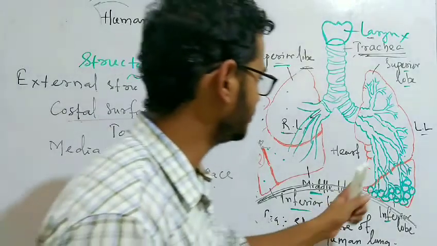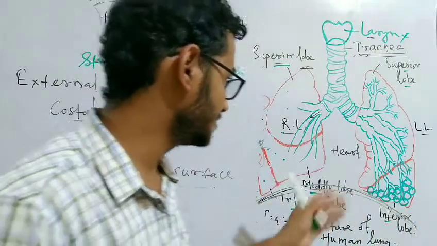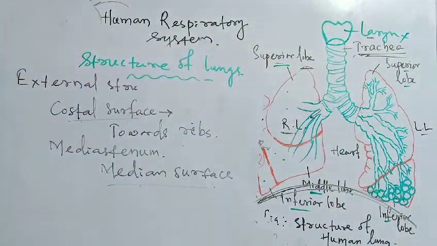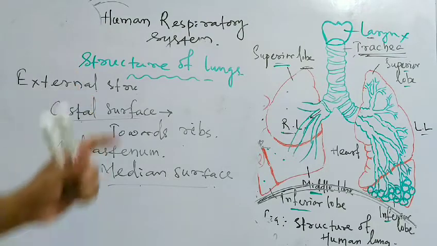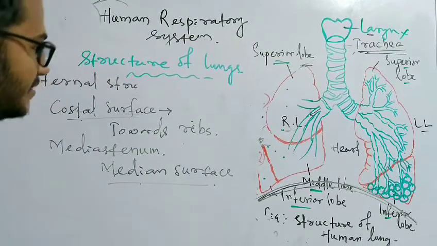Next, we will discuss the left lung and right lung and their similarities and dissimilarities. Remember, the left lung is slightly narrower and longer than the right one. You can also see in the diagram.